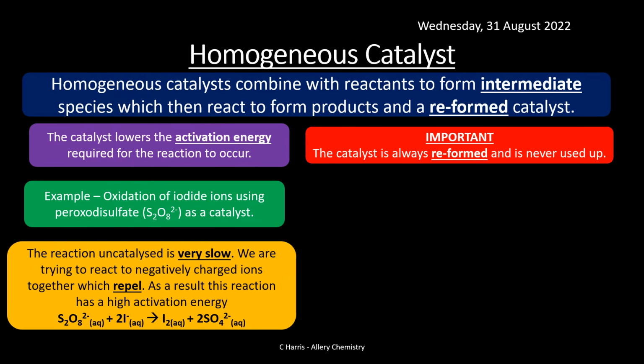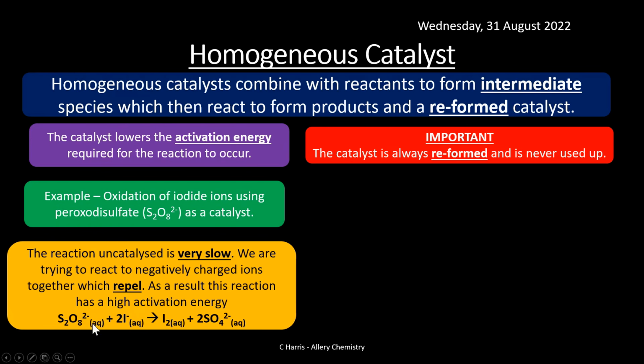So the reaction uncatalyzed is really slow. What we're trying to do here is react negatively charged ions together, and that's a bit like putting a north and a north of powerful magnets together. They just don't want to be near each other. So it's the same with these chemicals here. We've got a really high activation energy because we're trying to force S2O8 2- ions and I- ions to react together. There's just no chance. They've got two negative charges, and they're going to look at each other with some level of disgust and say, well, I'm not going to go anywhere near you.